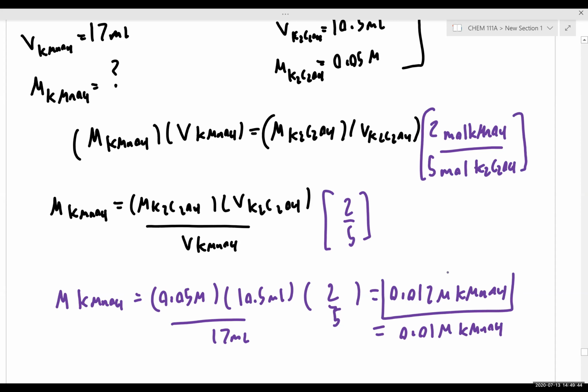Does this example make sense to everyone so far? Any questions so far?